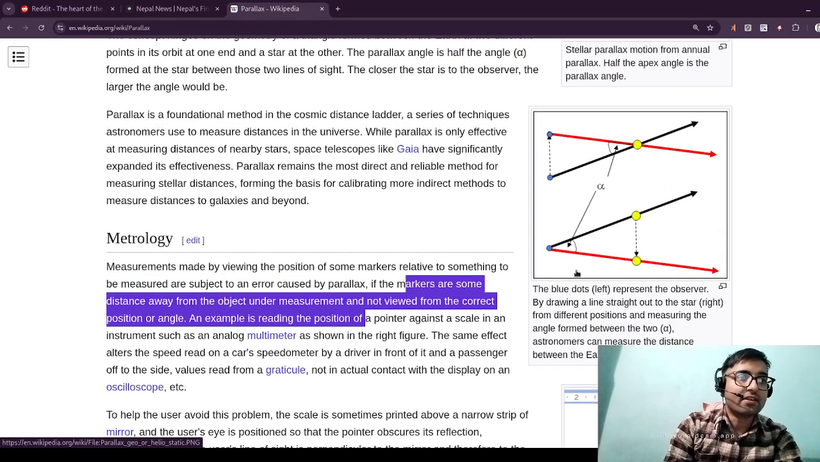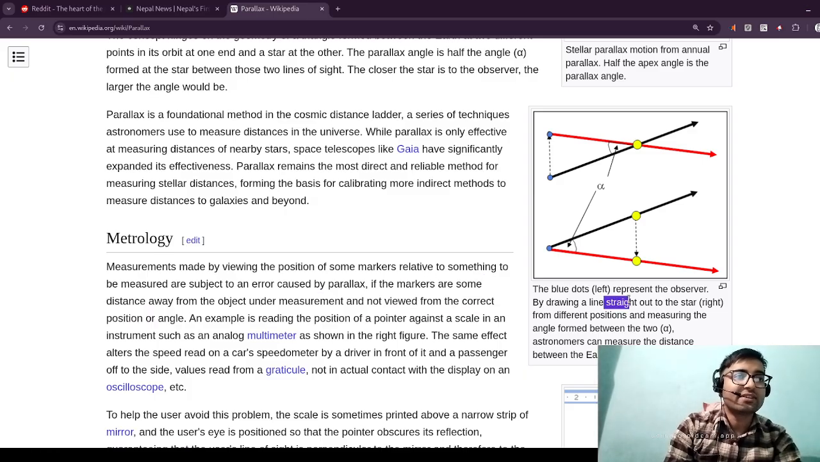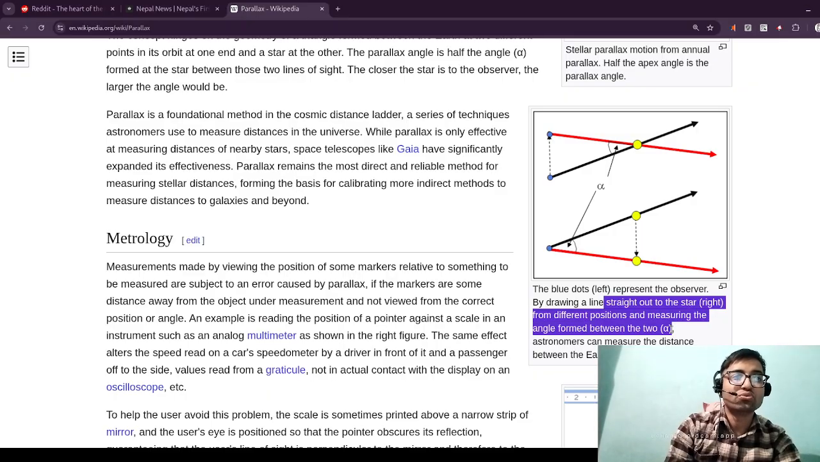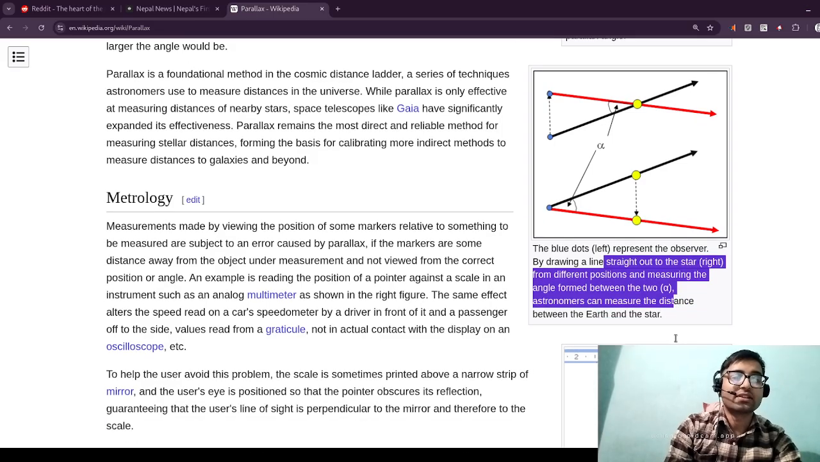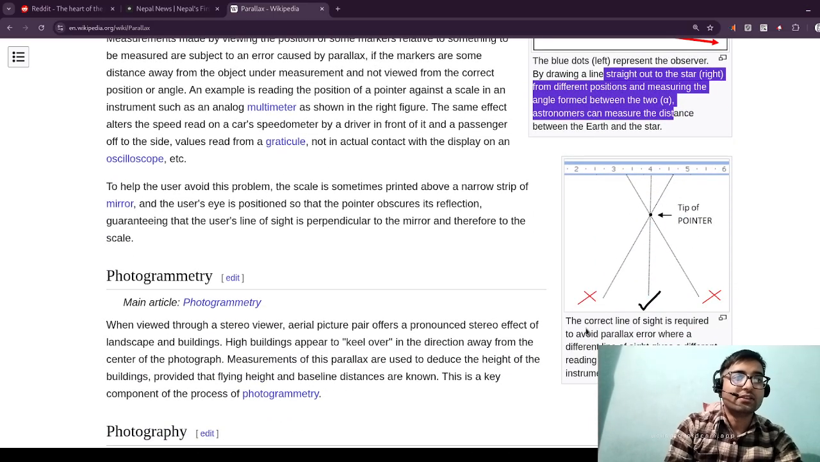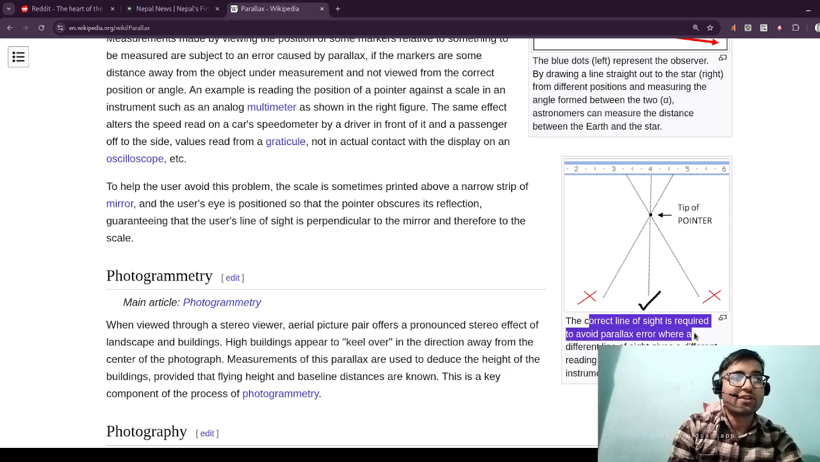Here is the illustration. The view line on the left represents the observer drawing a straight line out to the star, then from a different position on the right, and measuring the angle between the two, alpha. Astronomers can measure the distance between the Earth and the star. The correct line of sight is required to avoid parallax error, where a different line of sight gives a different reading from the same measurement.